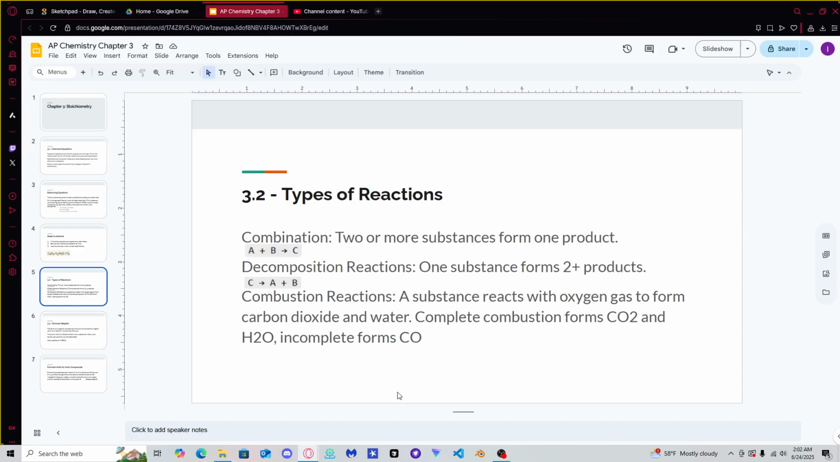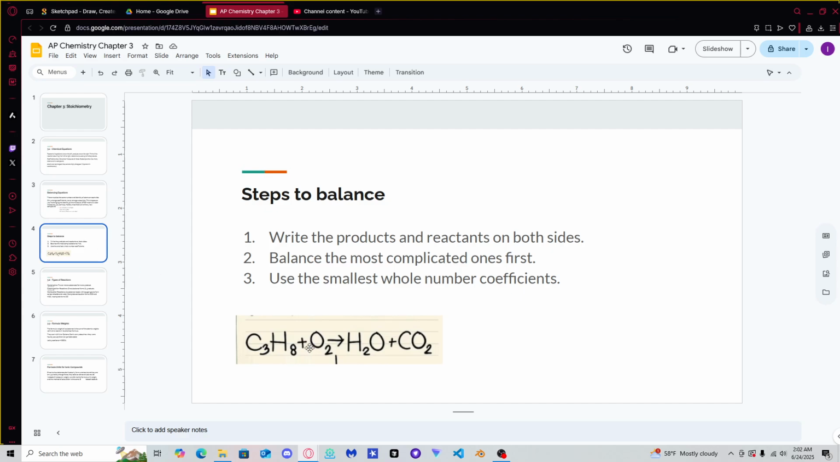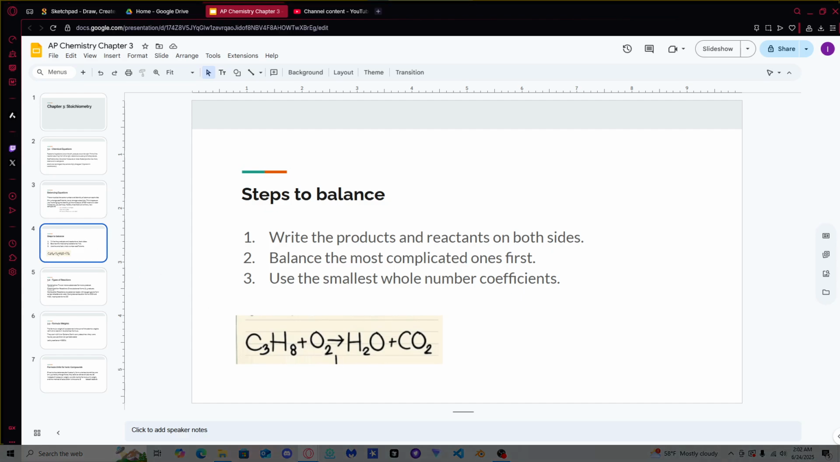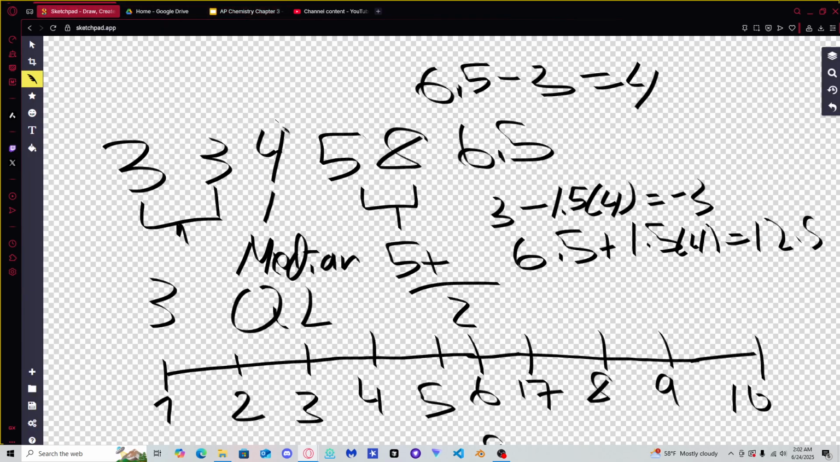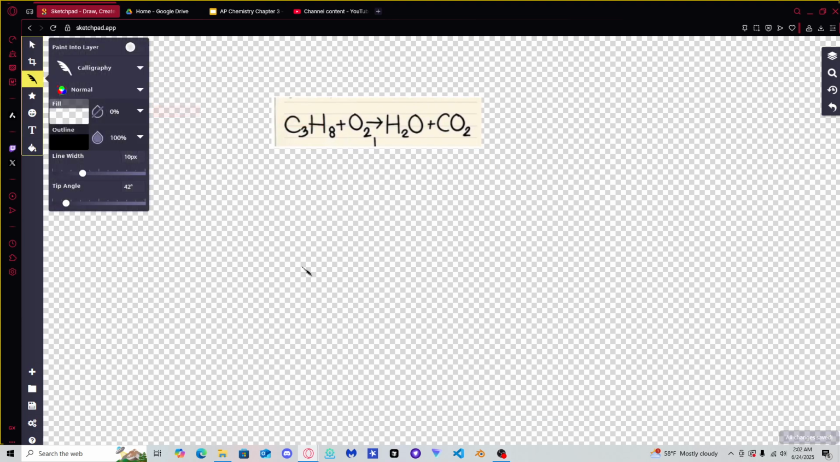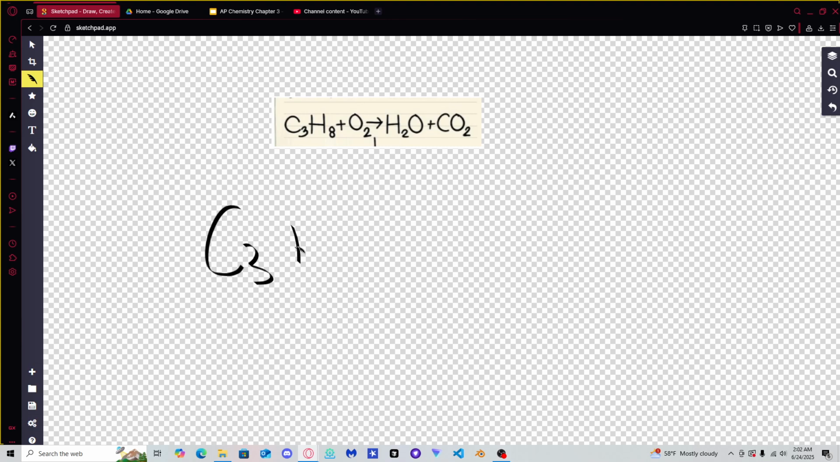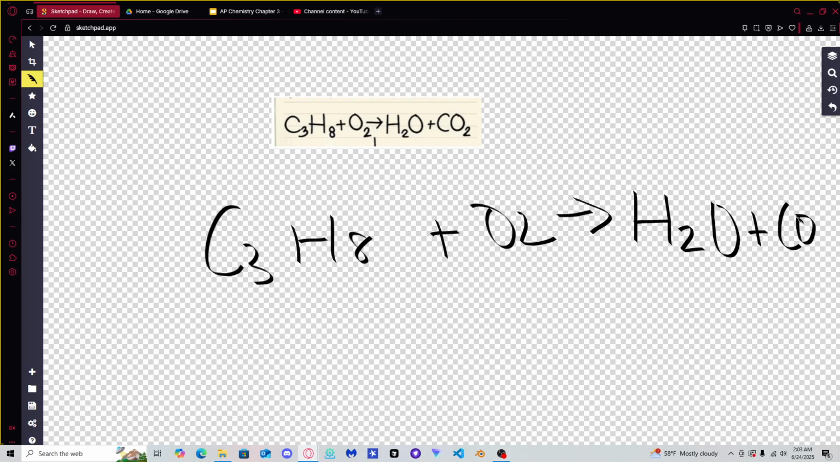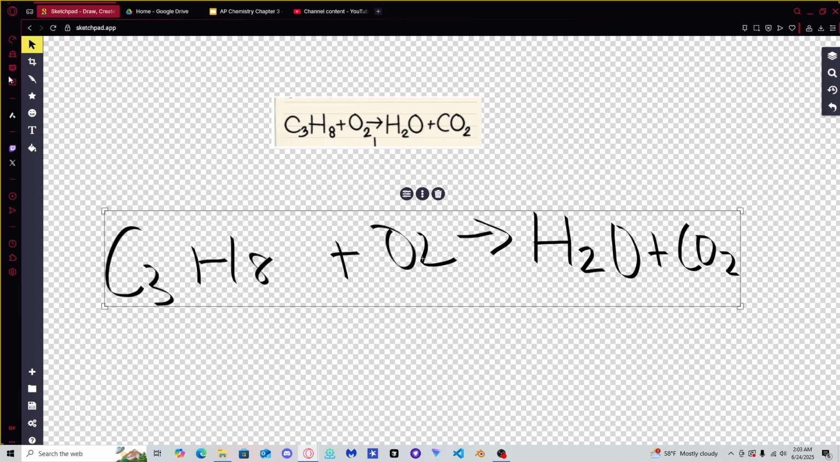So let me just go back here, and let's go over here to Sketchpad. I'm sorry, there's some statistics on here. But we have here C3H8 plus oxygen gas equals H2O and CO2. You're going to learn about the different types of reactions that are most common in chemistry in the next lesson. But here we're just going to do this.